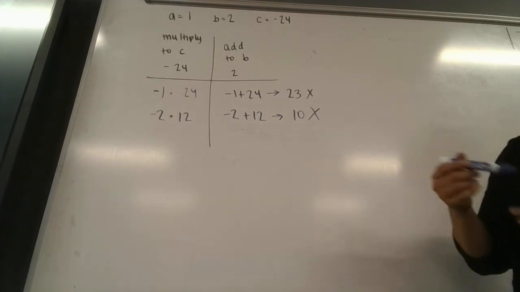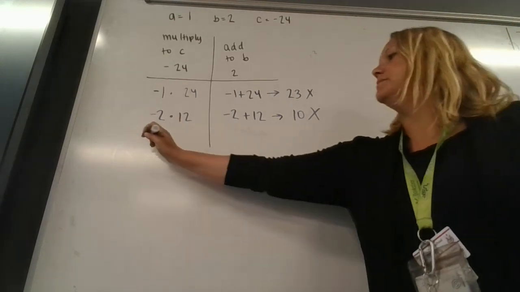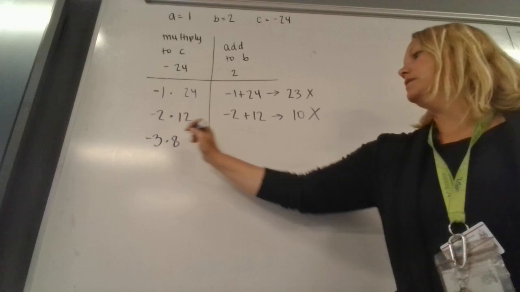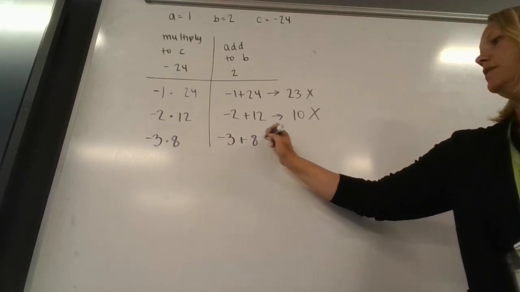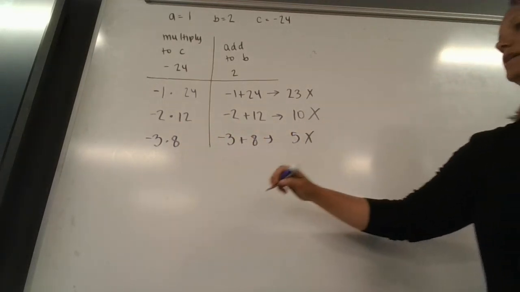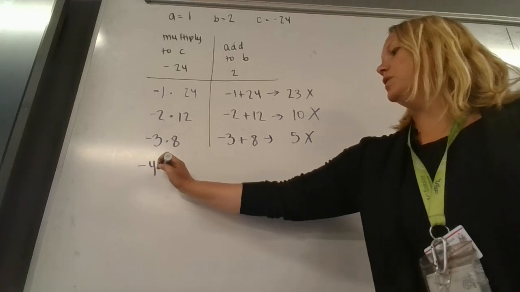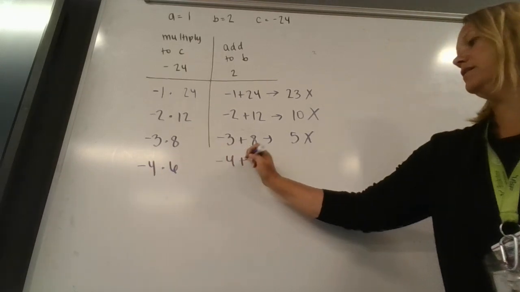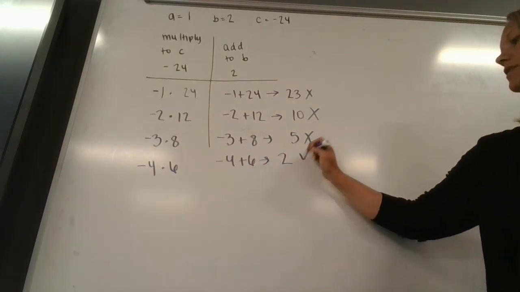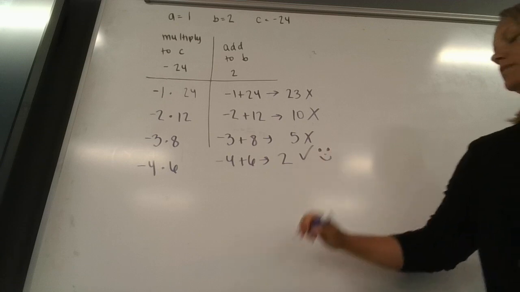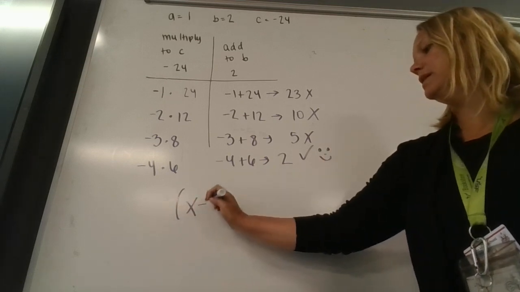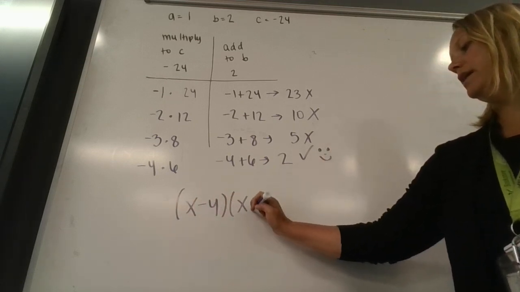I don't know why. Maybe I would have tried -3 times 8. But -3 plus 8 makes 5, so that's not it. Now, -4 times 6. -4 plus 6 is 2. Those are the numbers we want. So it would be x minus 4, x plus 6.